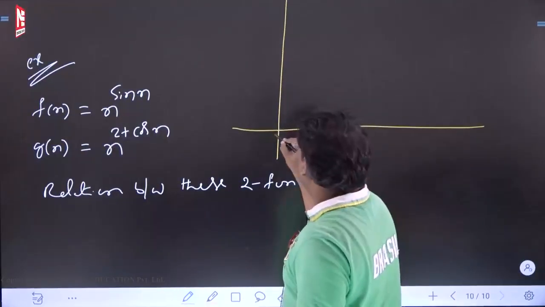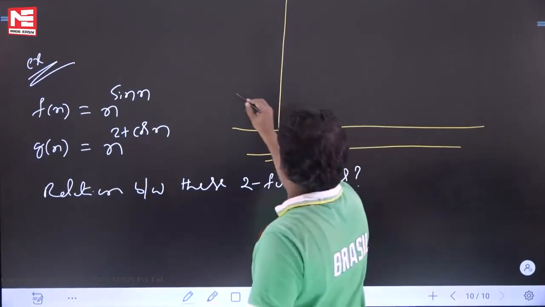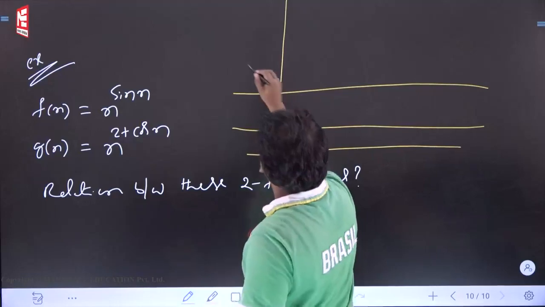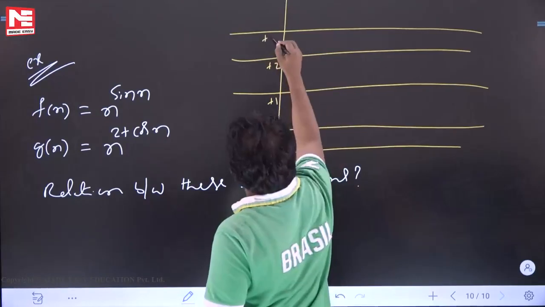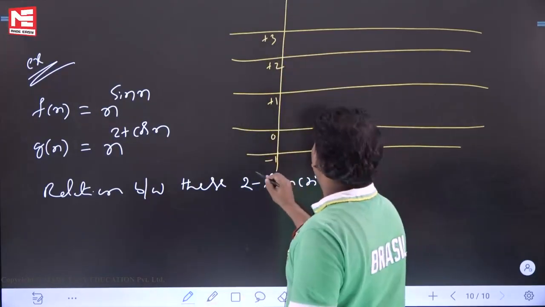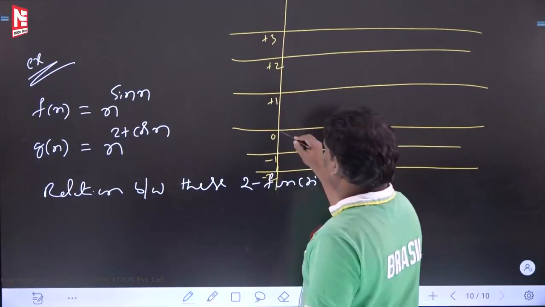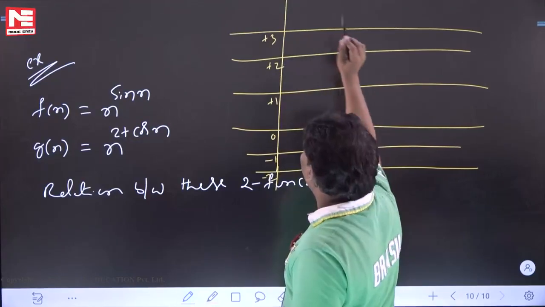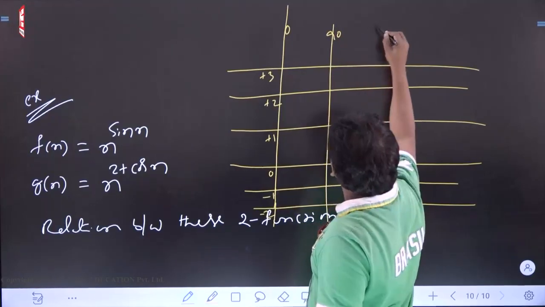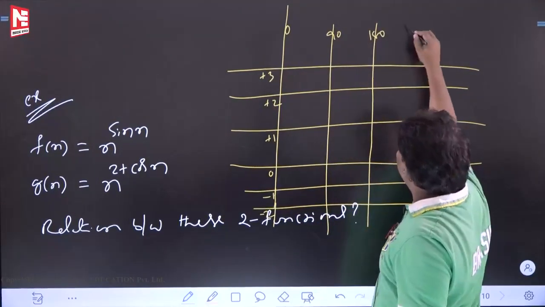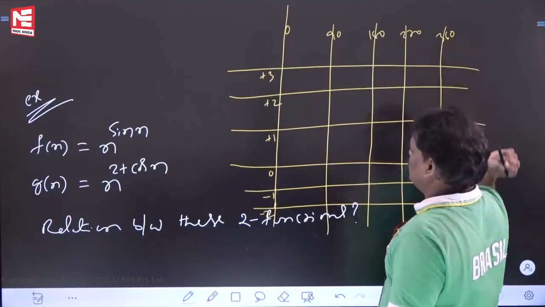See this one. It is a 0, minus 1, plus 1, plus 2, plus 3. If required, we will take the next one. It is going to be minus 2. Right, fine, it's okay. It is a 0, minus 1, minus 2, plus 1, plus 2, plus 3. That's okay. Next one. It is 0 degrees, 90 degrees, 180 degrees, 270 degrees, 360 degrees. That is also okay.